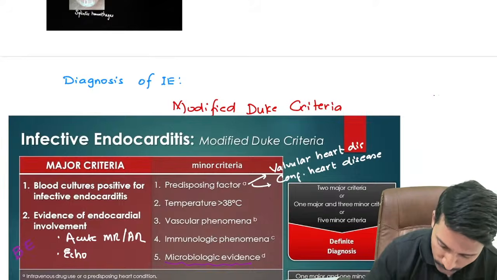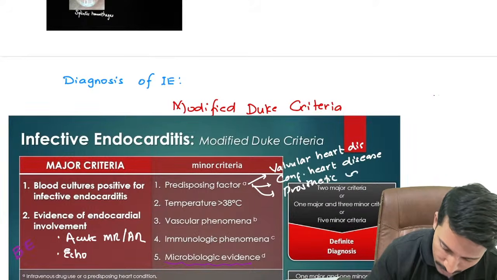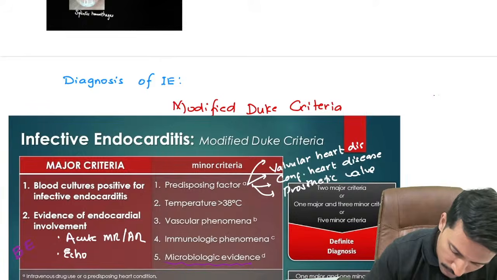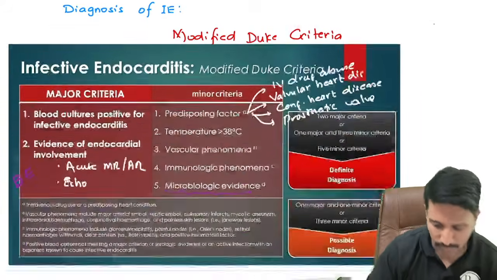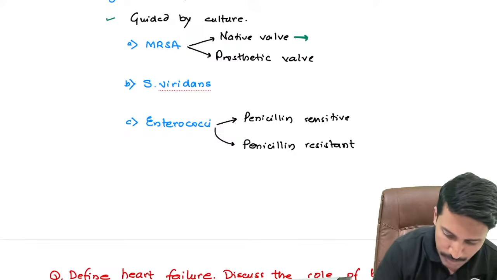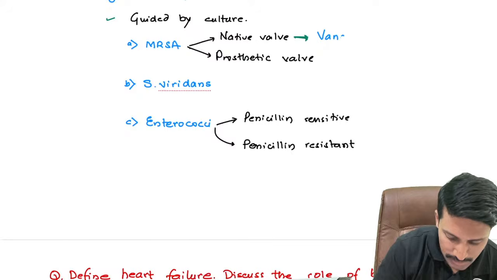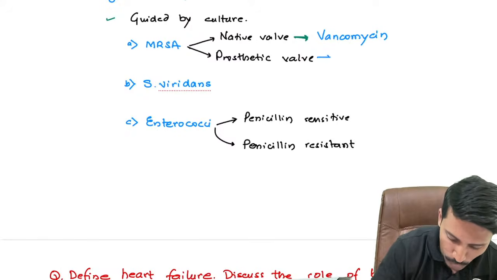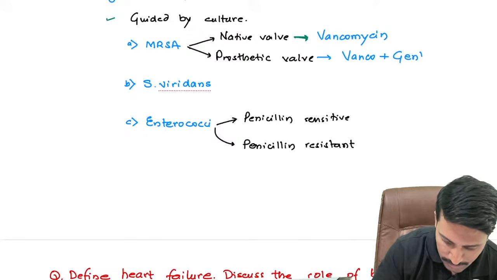In that case, we go for... I forgot to mention, even presence of prosthetic valves is a predisposing condition. Prosthetic valve. Then even IV drug abuse is also a predisposing condition. Okay. So if it is a native valve, patient is not having the prosthetic valve, in that case, vancomycin is enough. But if it is MRSA and patient is having prosthetic valve, then we treat them with vancomycin plus gentamicin.